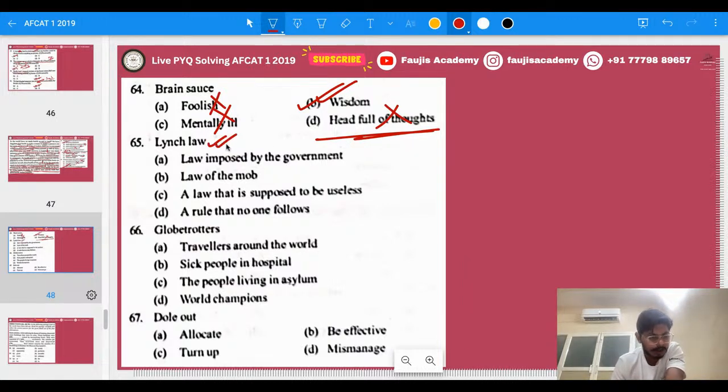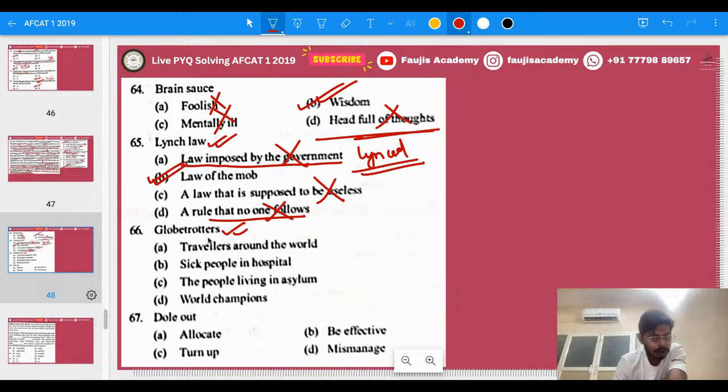If a person is lynched, how are they lynched? Is it a law imposed by government? If a person is lynched, that person has been prosecuted by whom? The public. So it's not the law of the government, not a law that is supposed to be useless, nor a rule that no one follows. The law of the mob is called the lynch law.